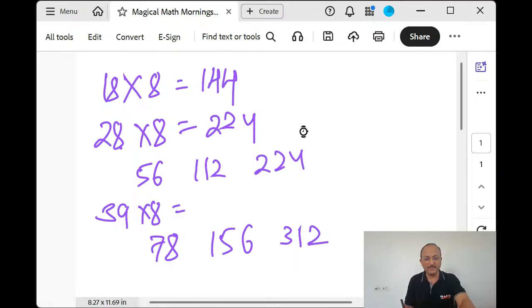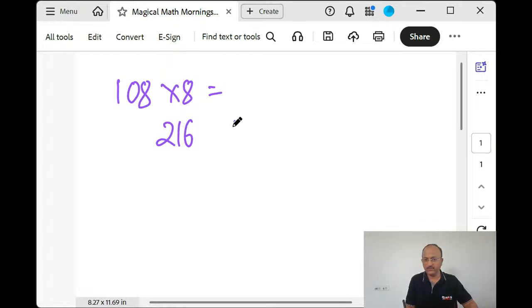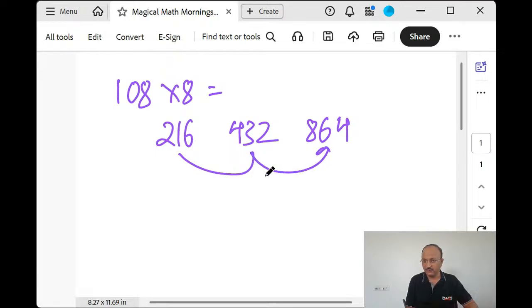Now let's see much bigger numbers. Maybe something like 108 times 8. Let's see how we think it in 3 steps. Just double it, 216, double it, 432, again double it, 864. But these things we need not write. We can just multiply in our mind and write it. The splitting and writing technique is used for multiplying with 2-digit numbers, which I'm going to tell you in the next sessions. But for 4 and 8, this is the fastest technique you can find anywhere.